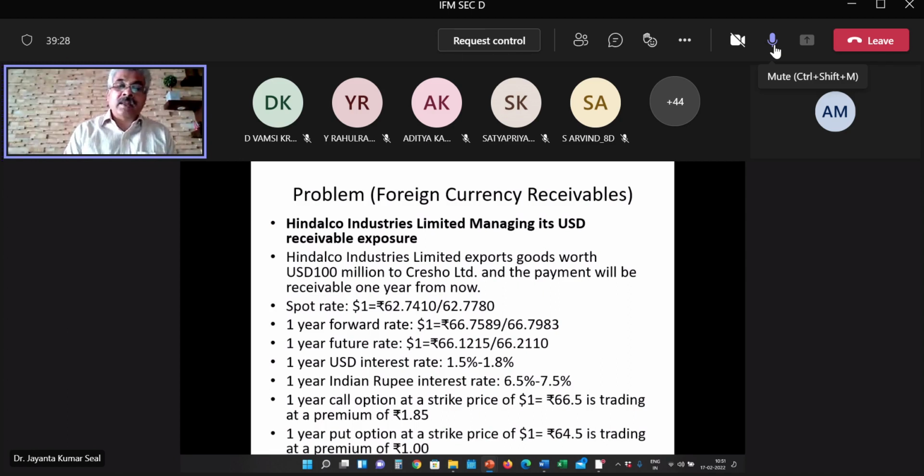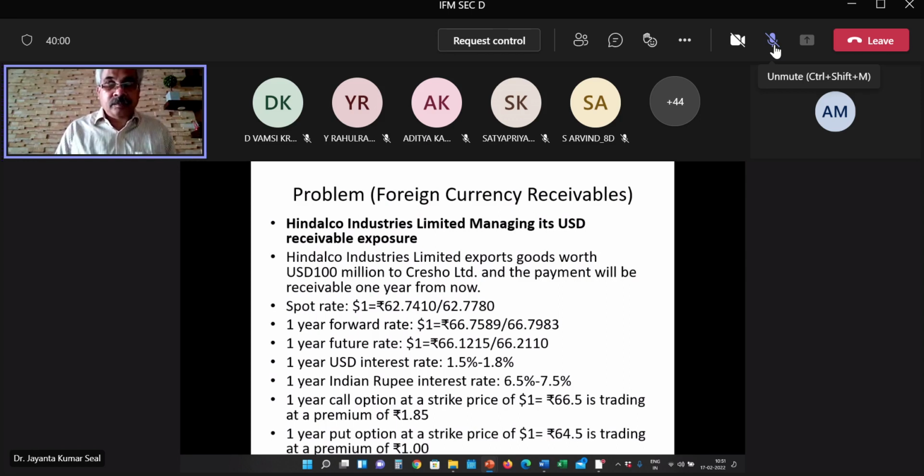One year forward market, same thing. If you want to buy in the forward market, you have to pay 66.7983. If you sell in the forward market, you will get 66.7589. One year future market, same thing: 66.2110 if you buy, 66.1215 if you sell. Of course, in the future market, along with that, there are brokerages and margin money, so you have to pay interest on margin money.